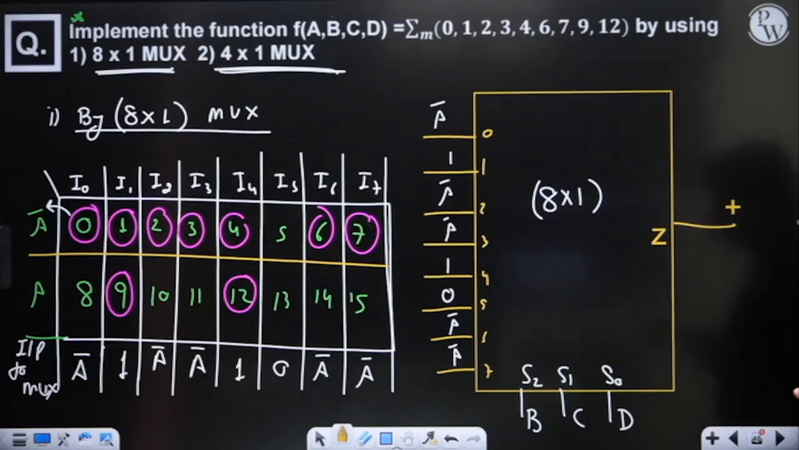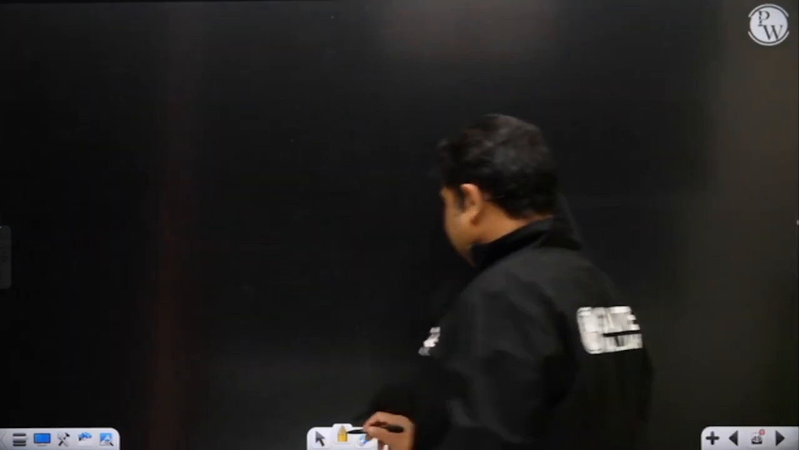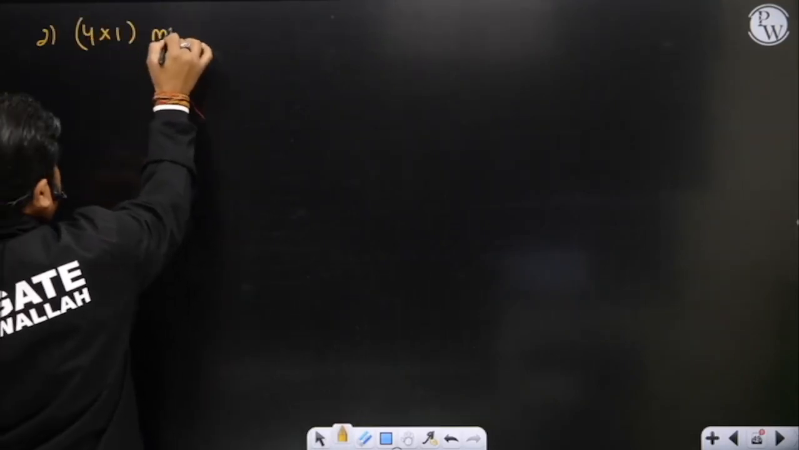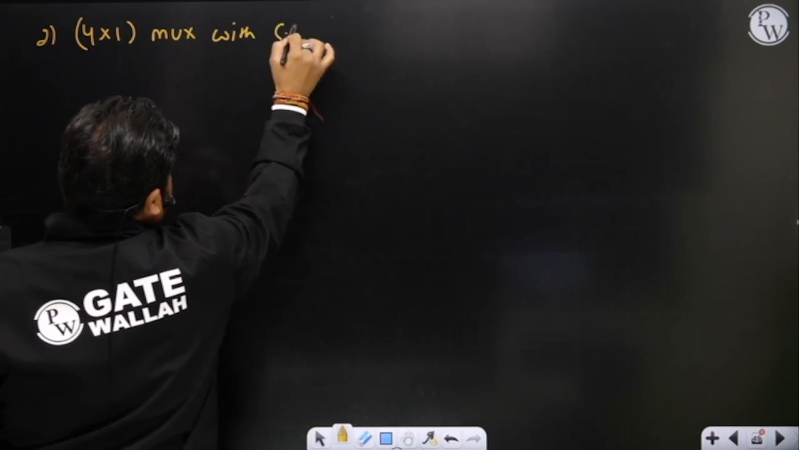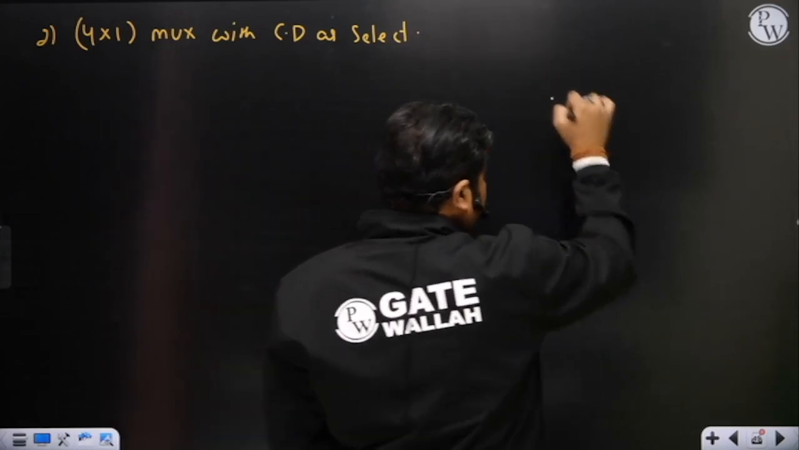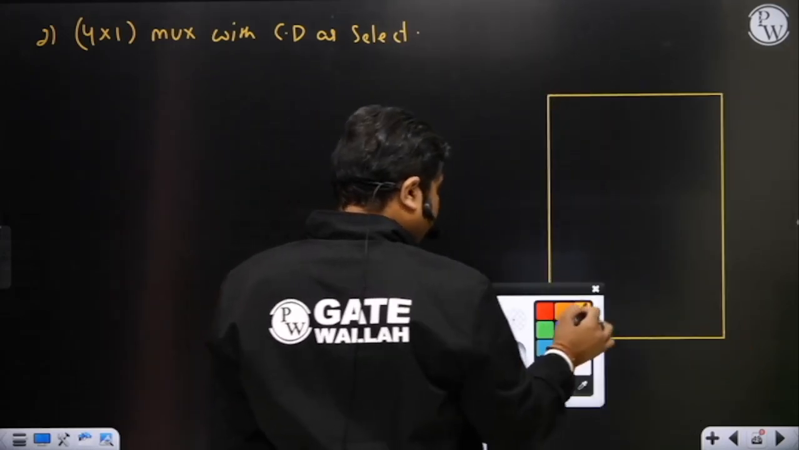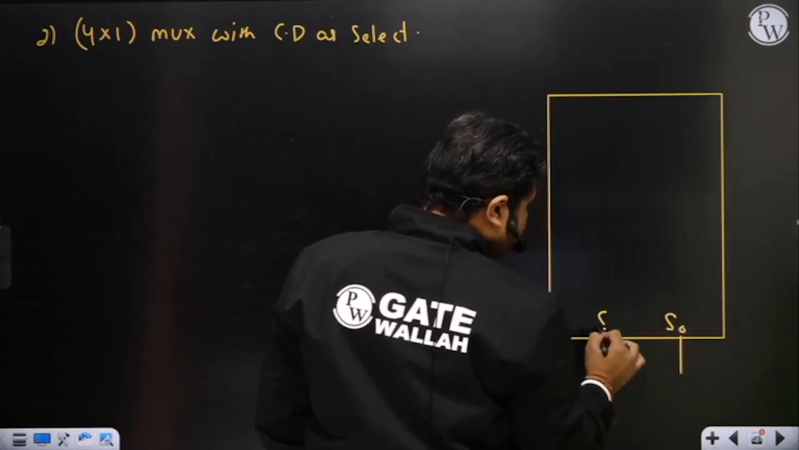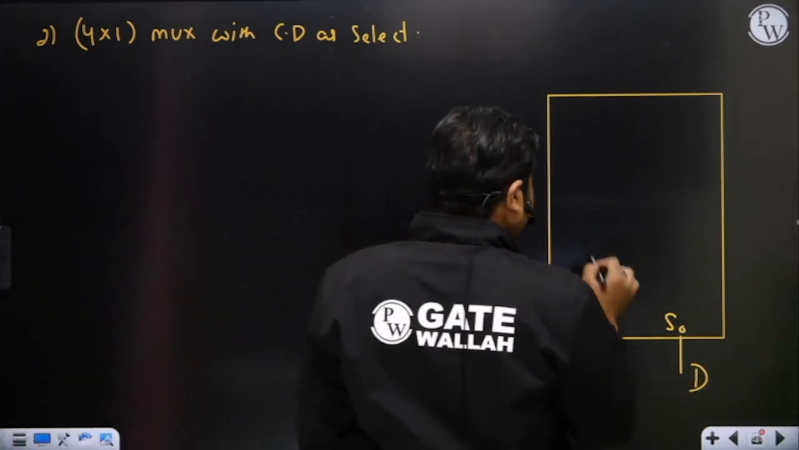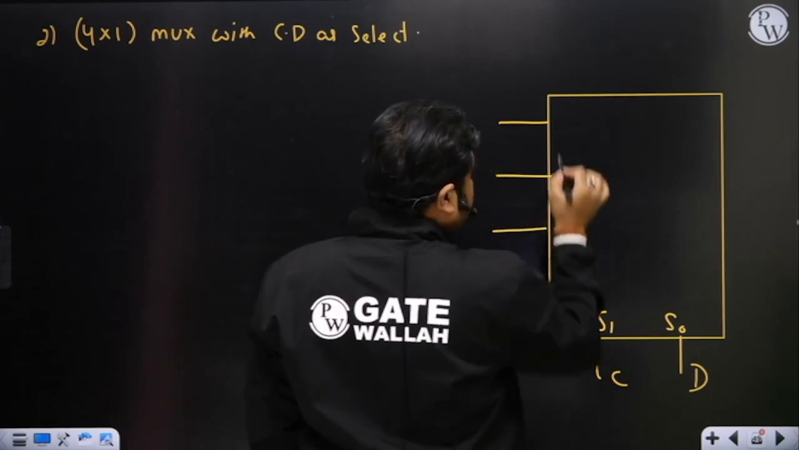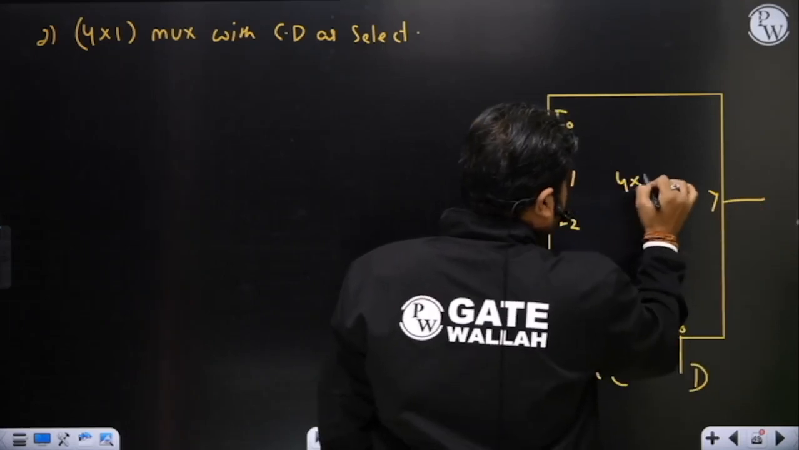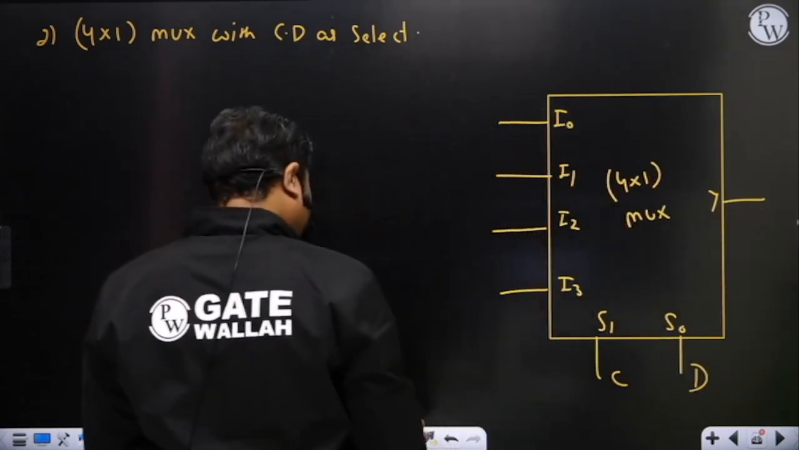Instead of choosing select line AB, if I used select line CD, then see what happened. Again, I am going to implement it by using a 4 cross 1 mux with CD as select. Please observe here. We have S0, S1 out of ABCD. If I am choosing CD onto the select, then C is MSB compared to D. Now, please observe I0, I1, I2, I3 and output Y, a 4 cross 1 mux. Now, again, I am going to draw a K map.